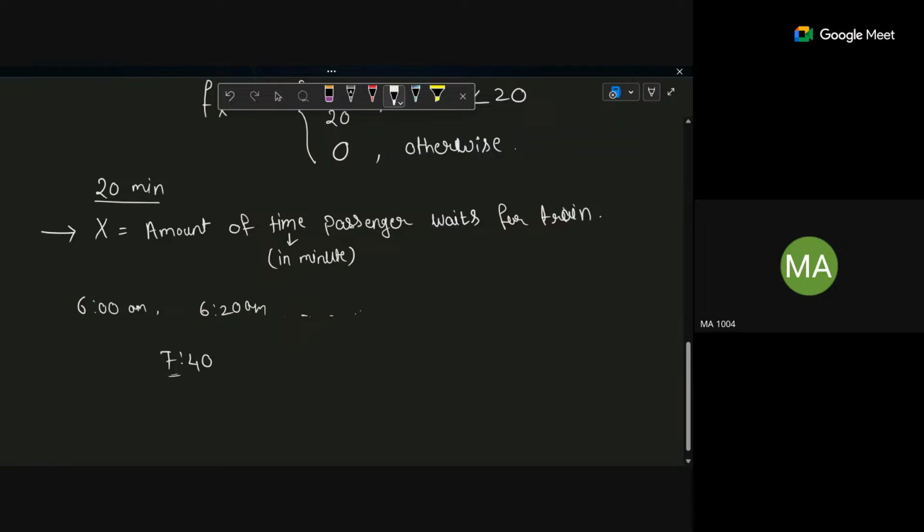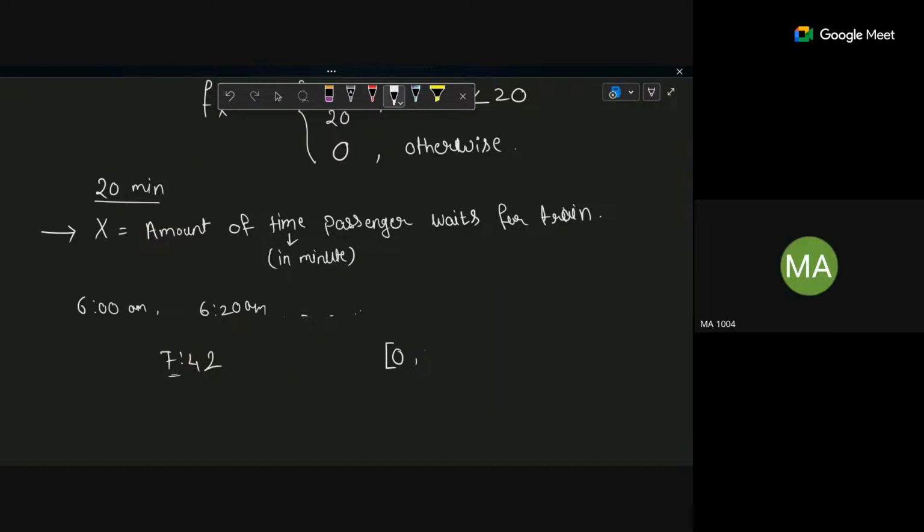If there is no waiting time, that's 0. So your waiting time interval will start from 0. Let's say some other person reached at 7:42. Then what's the waiting time? 18 minutes. Then what could be the highest waiting time? 20 minutes.